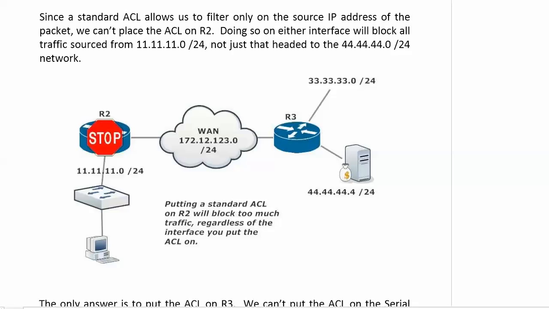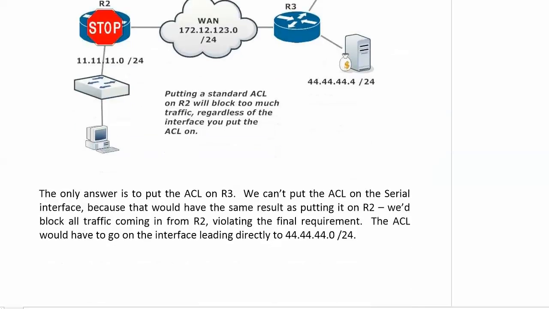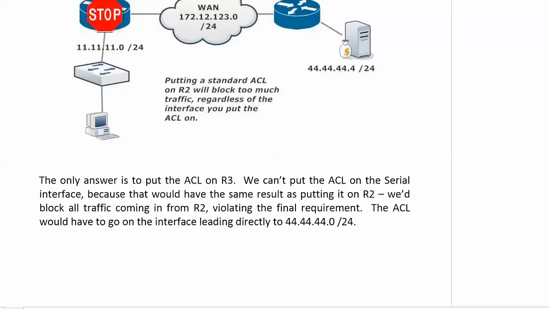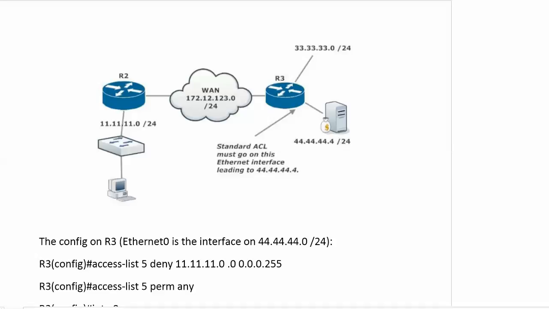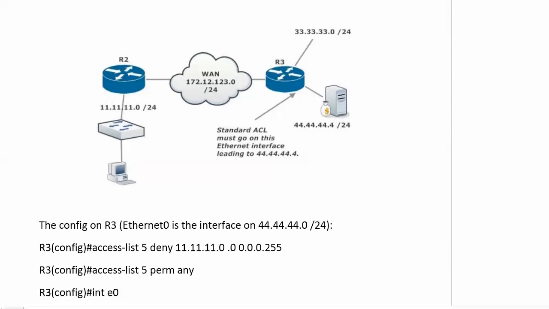Well, again, if we block it on router 3 as it's coming in, we're blocking all traffic from network 11, and that would prevent network 11 from sending anything to the 33 network. So we can't do that either. The only real answer here is to put the ACL on the interface that leads directly to network 44. That's the only way to handle this. So we'll go ahead and write that now and we'll test it out.